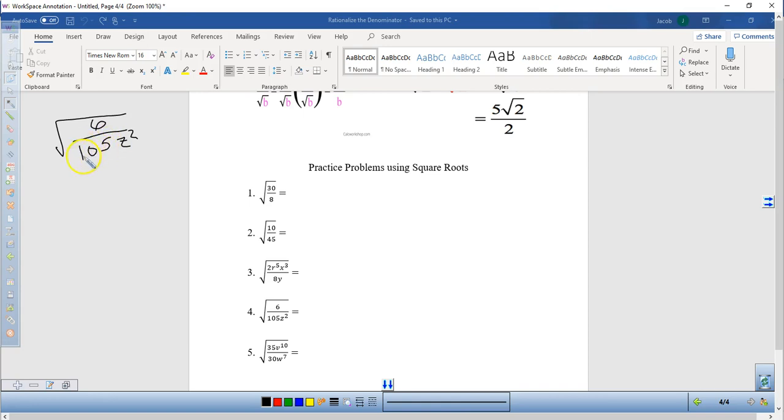Divisibility rule says that if the numbers can add to be a multiple of 3, it can divide by 3. So 105 divided by 3 gives me 35. 6 divided by 3 is 2. So that's my simplifying number right there. 3 times 2 makes 6. 3 times 35, z squared, would give me 105z squared. Now that I have these 3's that match, they can cancel out. That leaves me with the square root of 2 and the square root of 35z squared.